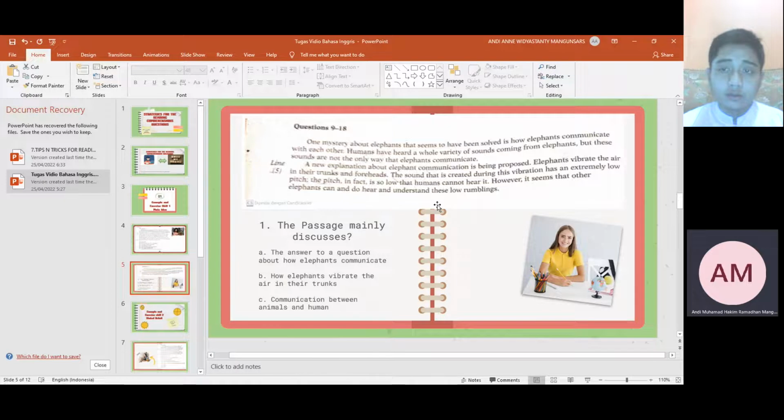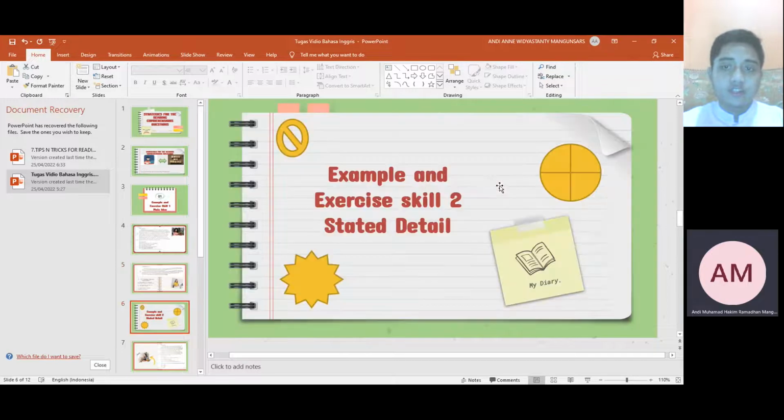Why? Just look in paragraph 1, it is how 11 communicates. That is a common term in the reading. Just focus in the text, the reading text. And next slide, I'd like to look at this. I will give you example and exercise, skill 2, stated detail.